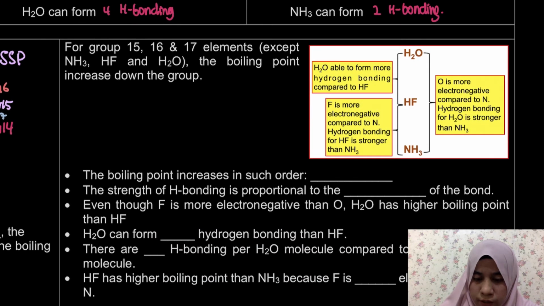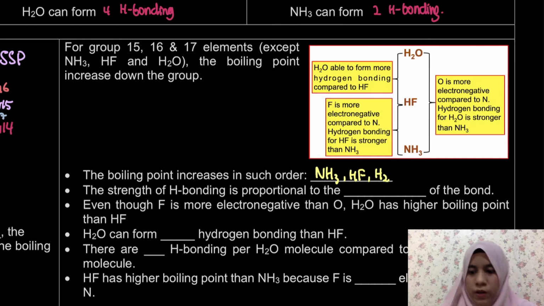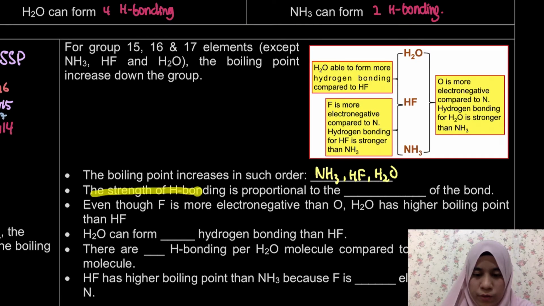So I'm just gonna write it down here. So dia jadi NH3, HF dengan H2O. So sebenarnya the strength of hydrogen bonding is proportional to the number of bond. Okay.